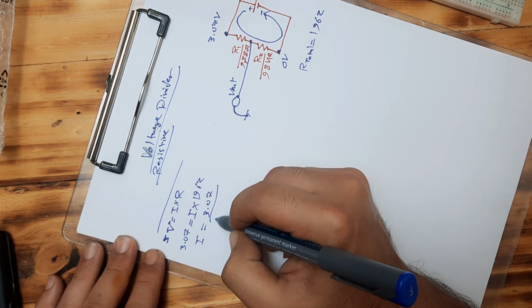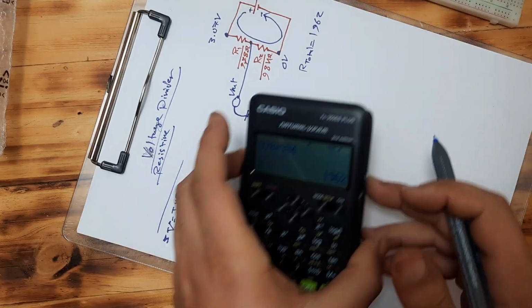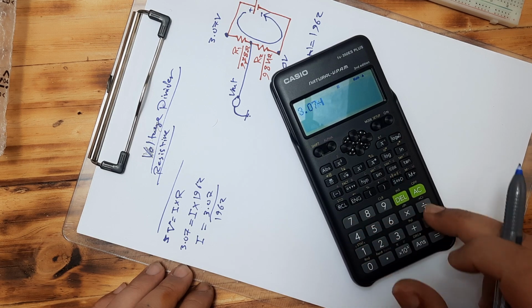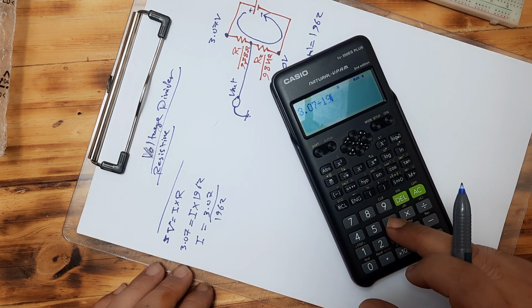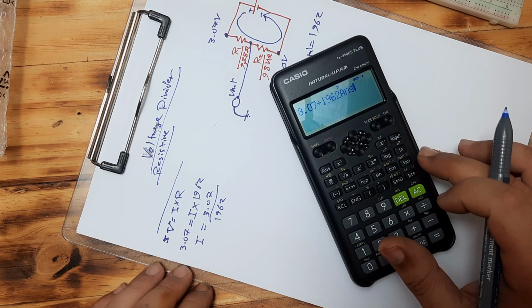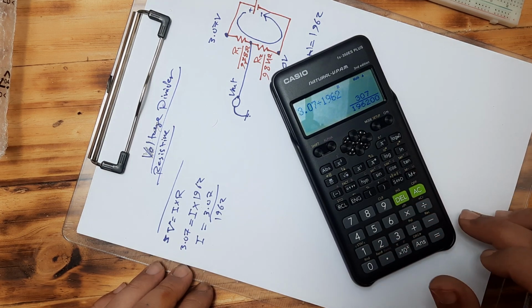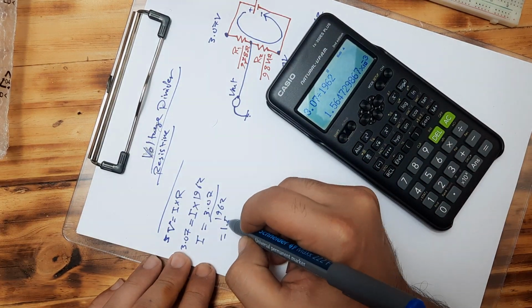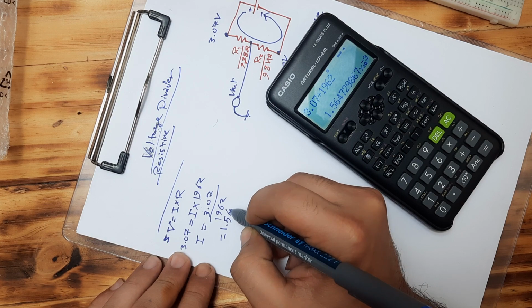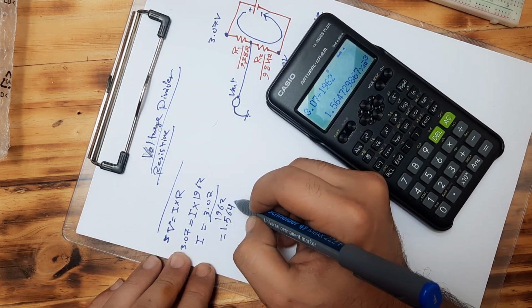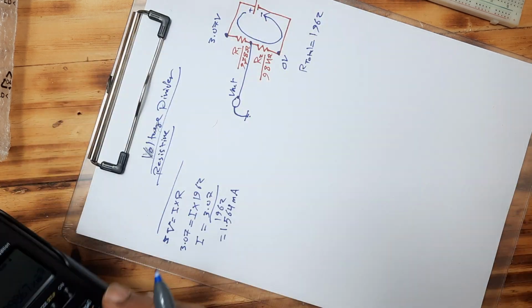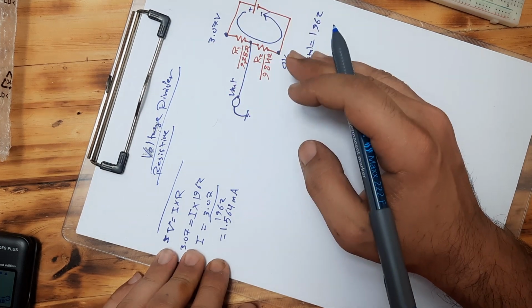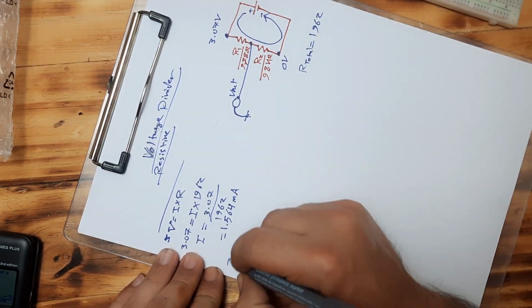As a result, current equals 3.07 divided by 1962, which equals 1.564 milliamps.